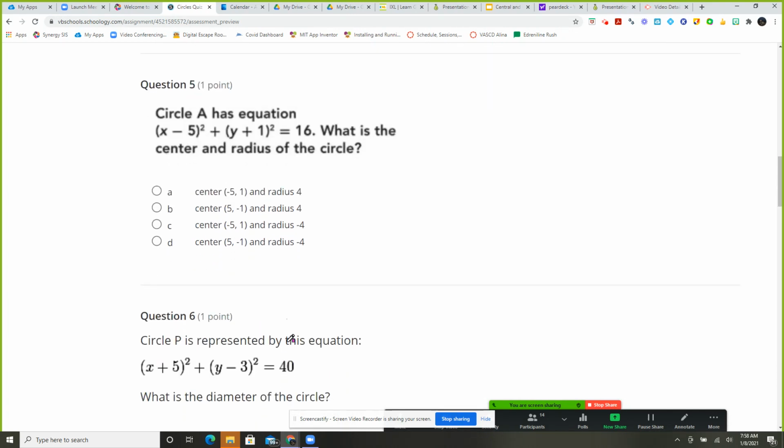This one was fantastic. 100% of people got this right. So if I have a minus 5, I need a plus 5, right? And if I have a plus 1, I need a minus 1. And then the radius is going to be positive. The radius always has to be positive. I can't have a negative radius. So if you eliminate all the things that it can't be, you're left with one thing that it can be.